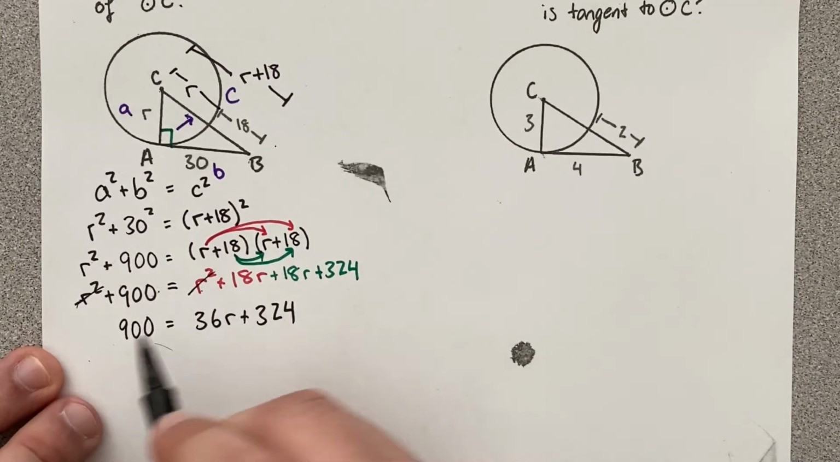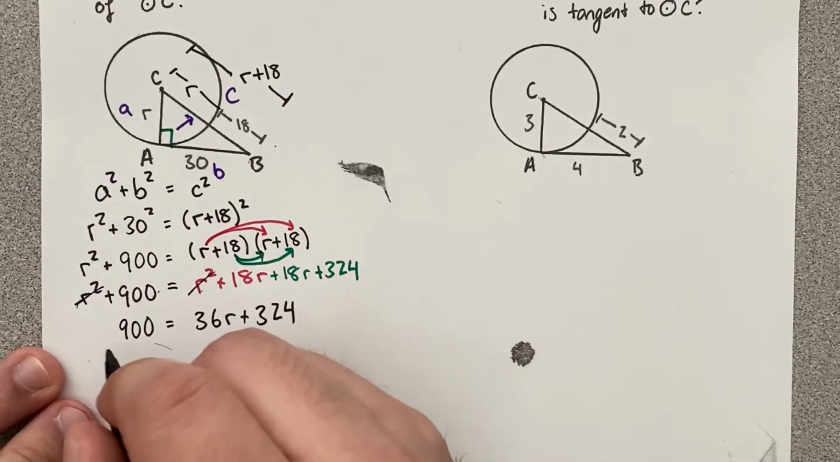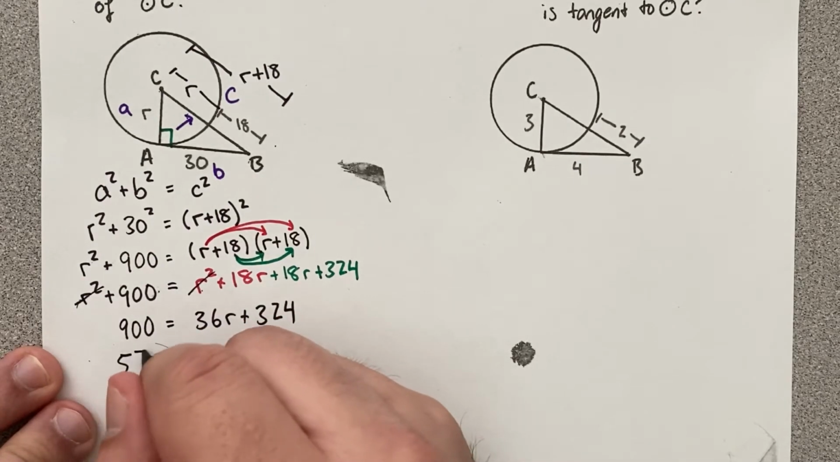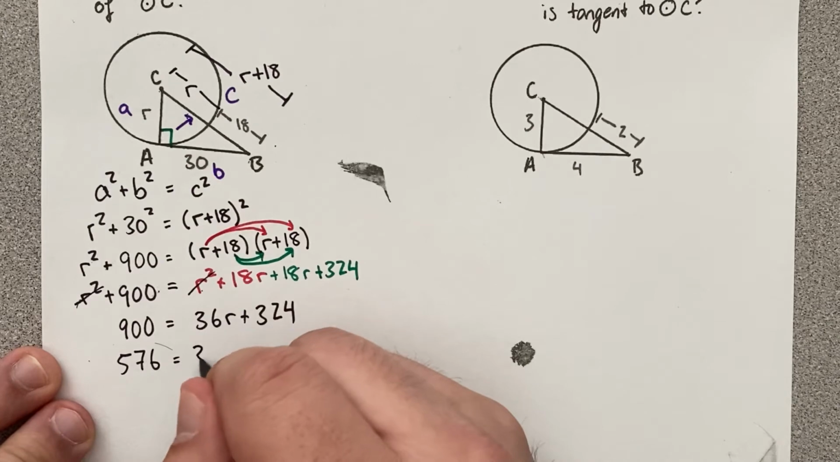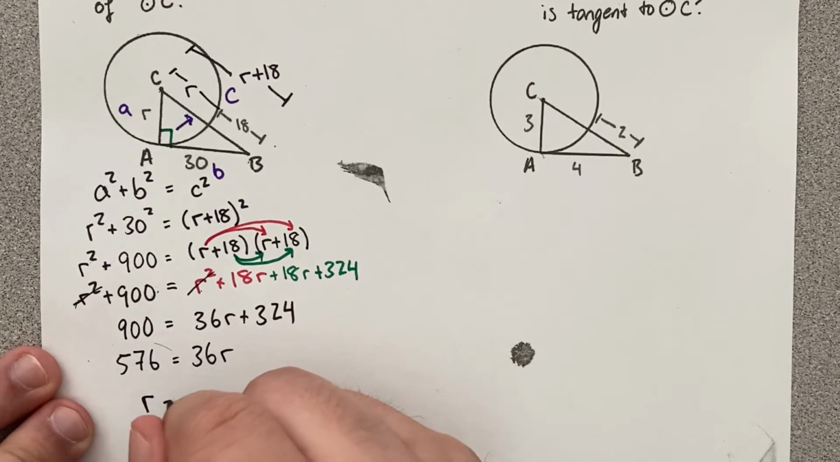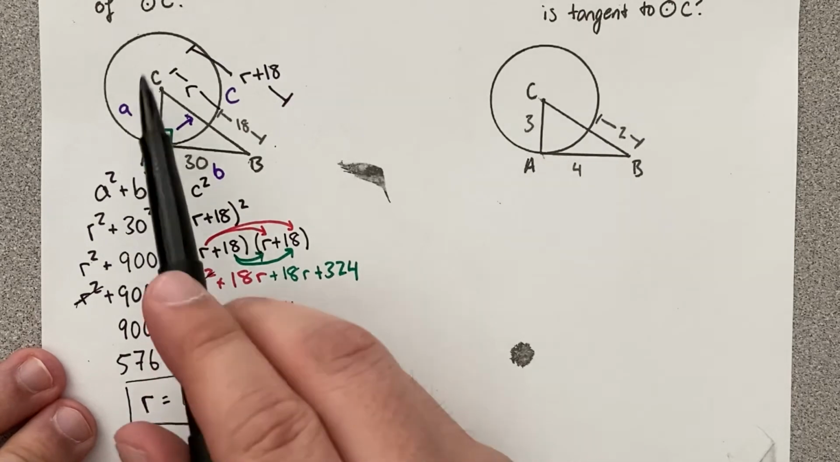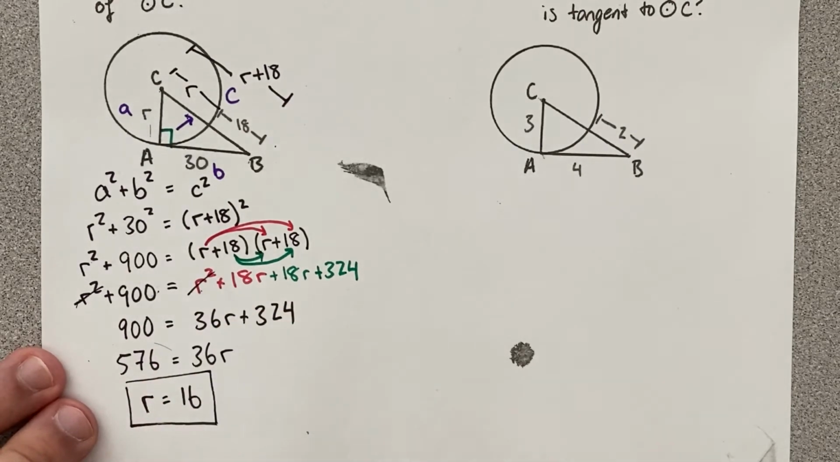I can subtract 324 from both sides. 900 minus 324 is 576 equals 36r. I can divide both sides by 36, and that would tell me that r is equal to 16. So, in this circle now, we know that the radius is exactly 16 units.